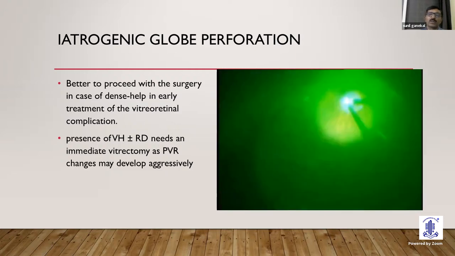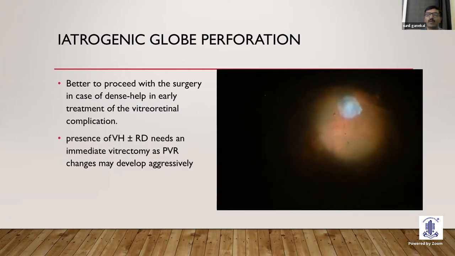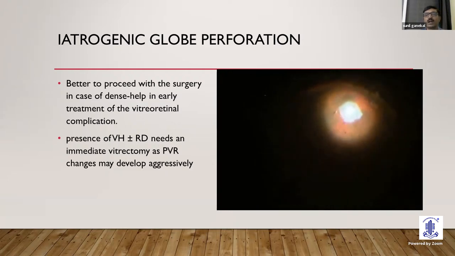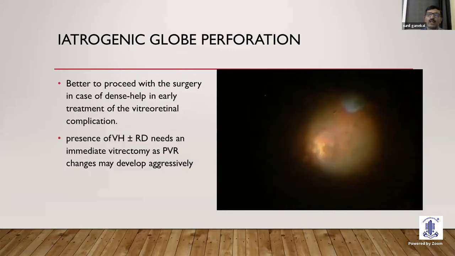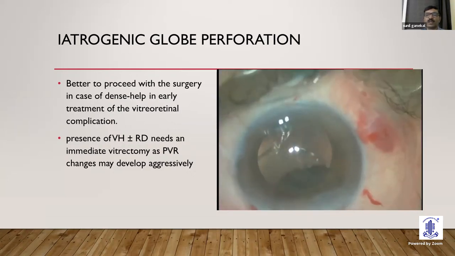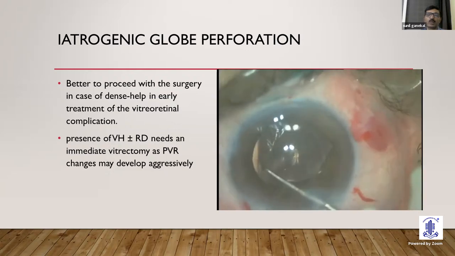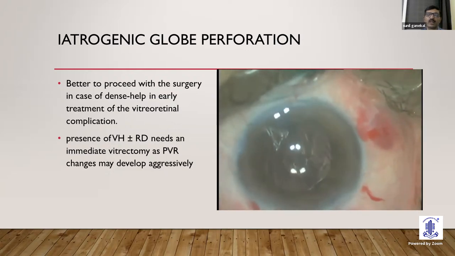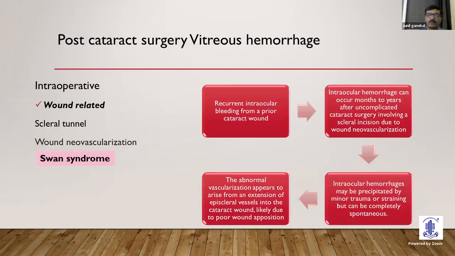So the prognosis basically depends upon whether there is a plain perforation or an associated vitreous hemorrhage, how big the tear is, and how much the macular involvement is. Suppose there is a subretinal hemorrhage in the macular area, one may have to resort to injection of TPA and other things. So the decision depends on a case-to-case basis, and the IOL can be implanted safely and the cases can be completed like this. This is a case of a globe perforation.